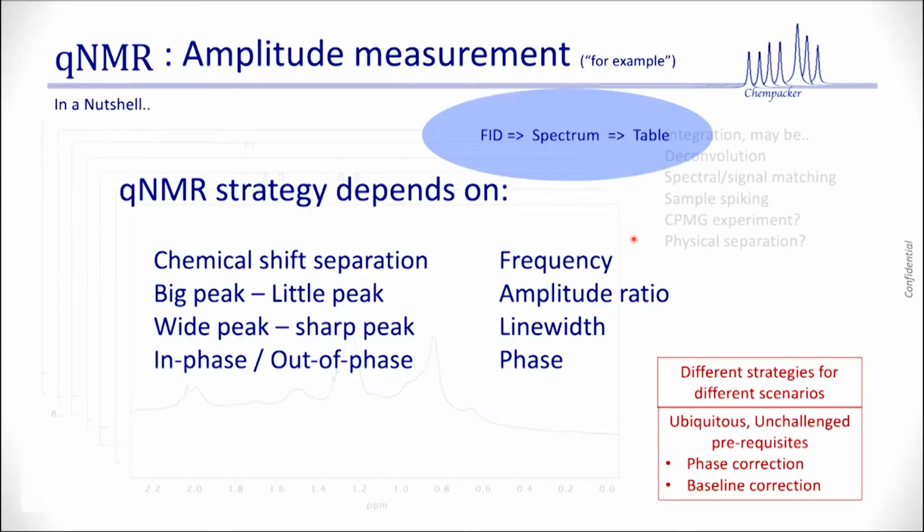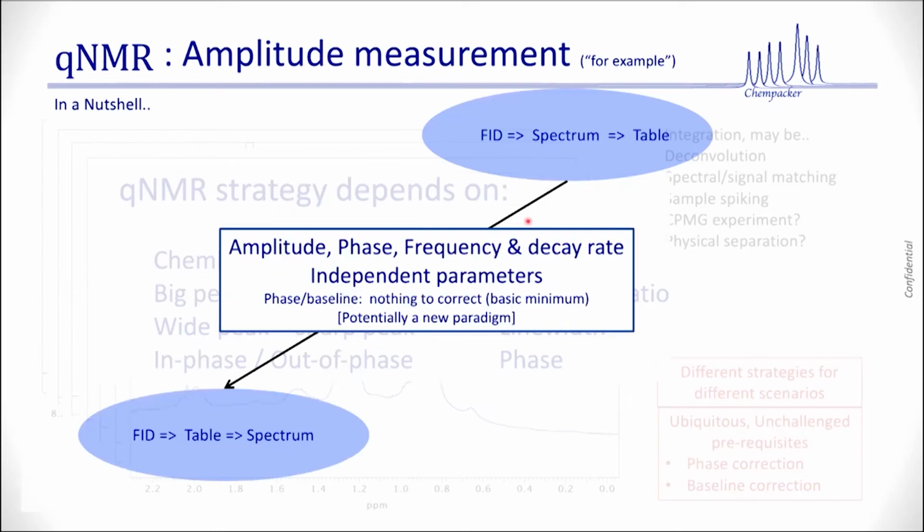So in other words, when I go from fit spectrum table to fit table spectrum, the parameters that define an NMR signal become independent parameters. They don't have dependency on each other. There is nothing called a phase and baseline correction. What is an error? What is there in terms of phase error? Phase is a phase. It is just error with respect to an absorptive peak. That's because we want it to be absorptive.